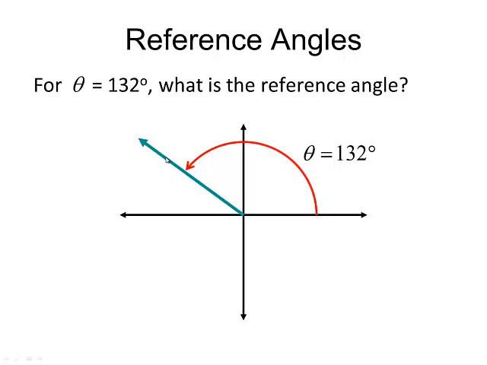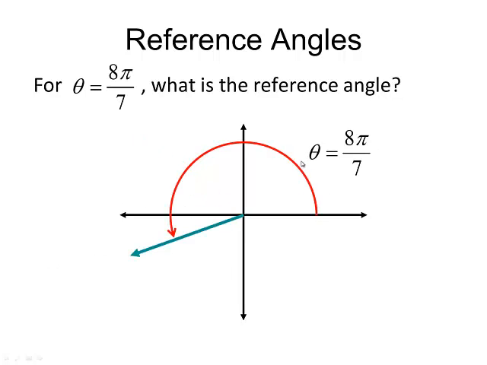Reference angle is back to the x-axis, so it would be in here, 48 degrees. 180 minus 132 is 48. What about this angle here? Since this angle is more than 1 pi, now we're in radians, right? It's 8 pi over 7.